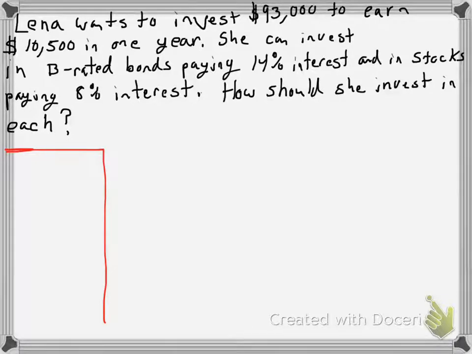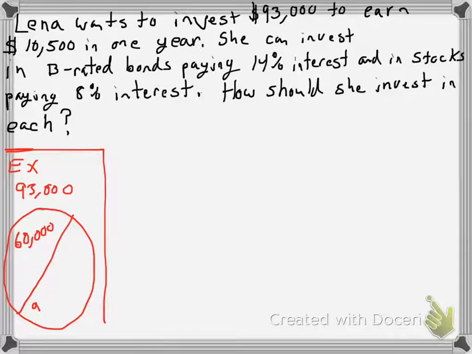So first we'll do an example of how things are split up. We have this huge chunk of money, and we're going to split it up into two piles. One pile we'll put into the B-rated bonds, and the other pile we'll put into the stocks. So that's what we're going to do in this little red box here. I'm going to draw an example.